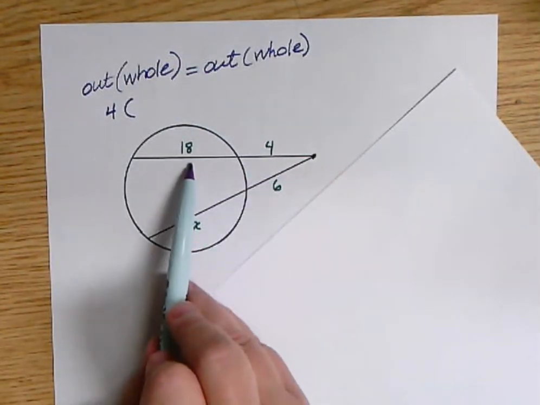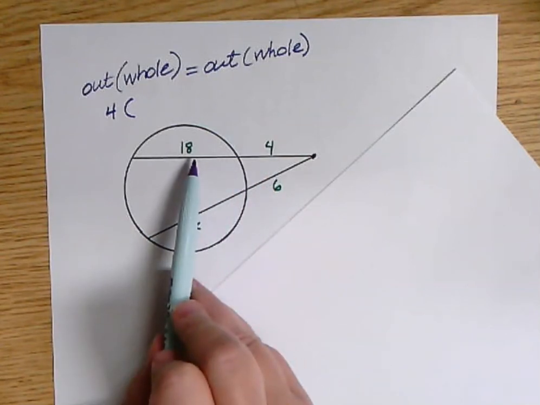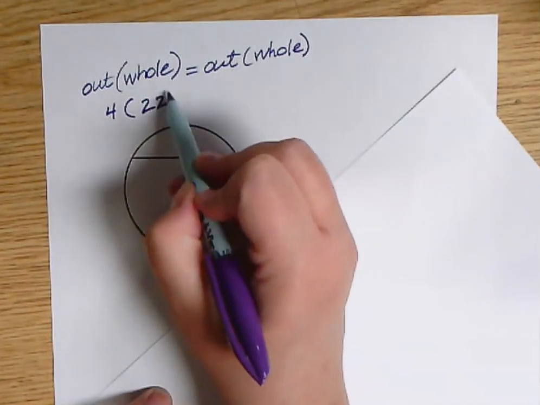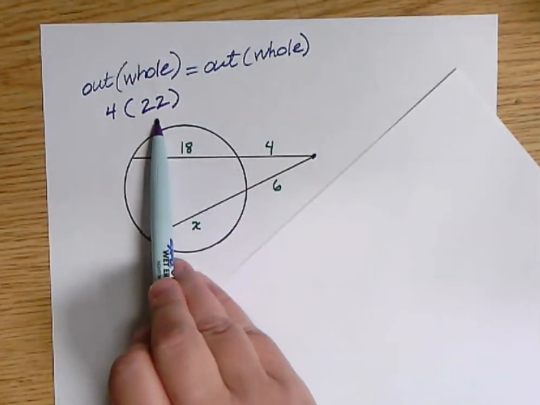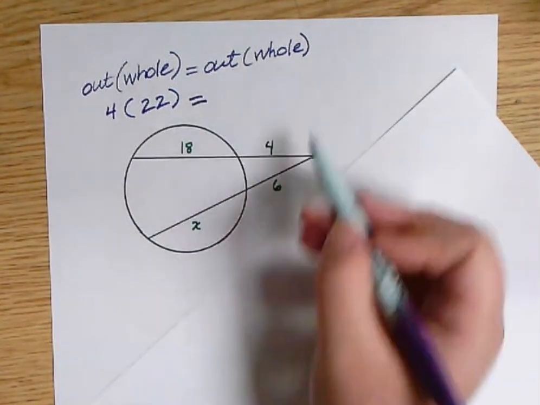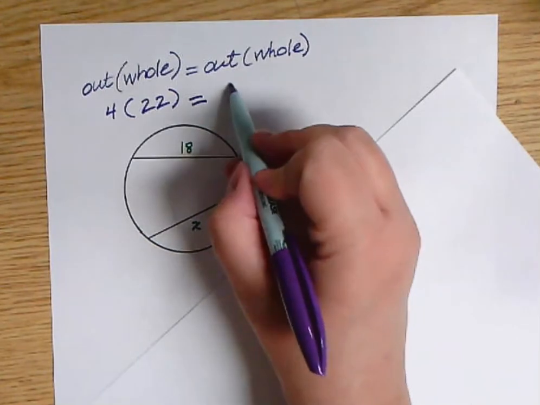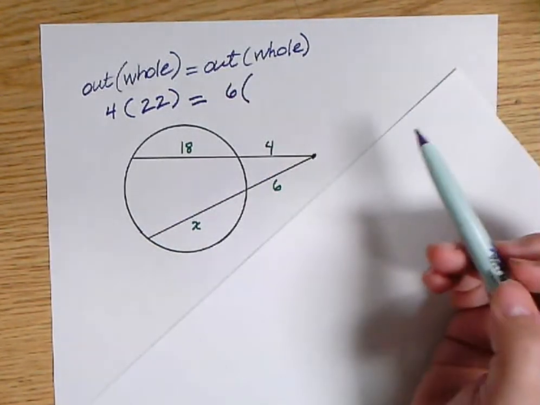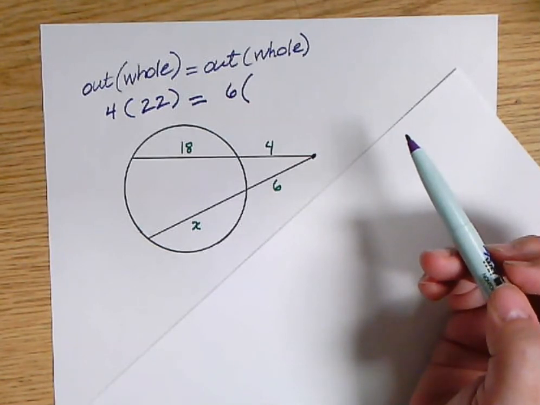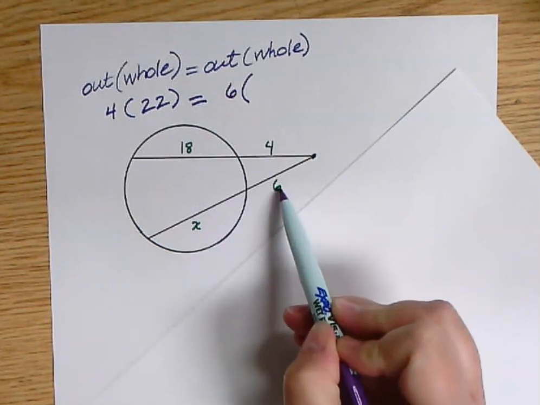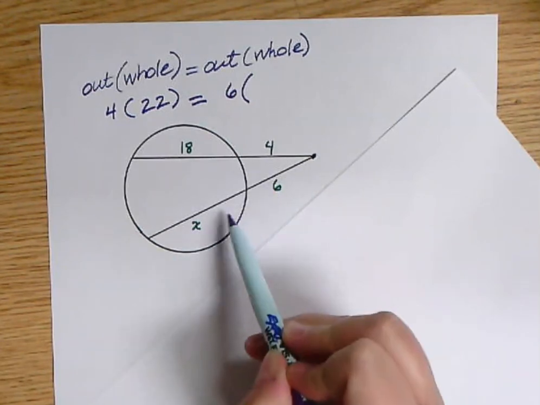The whole thing is not the 18. The whole thing is 4 plus 18. 4 plus 18 is 22. So that's where that 22 comes from, is adding the 4 and the 18 together. Then on the other segment, the outer part is 6, and the whole thing, this is where the mistake sometimes comes in, the whole thing is not 6x. Don't say 6x, because that would be multiplying these. The whole thing we're adding is 6 plus x.